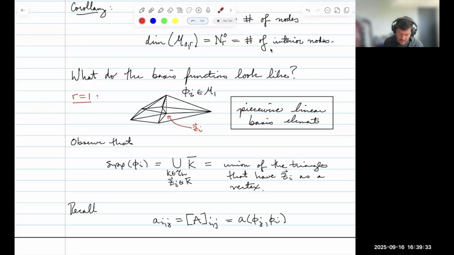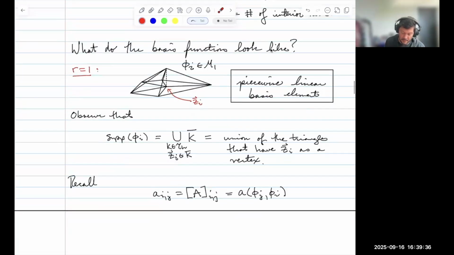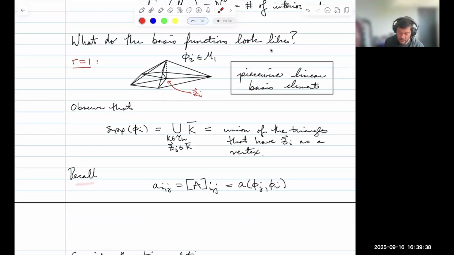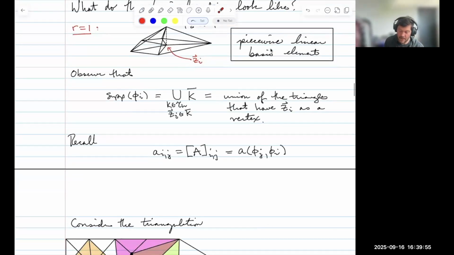Now, why is this important? It's important because whenever we assemble the stiffness matrix, we have to compute these entries ij. The entries ij are just the bilinear form where we put in phi j and phi I. So what we have to do is find where there's a non-trivial overlap of the supports of these two functions. That's going to dictate whether this entry is generically zero or generically non-zero.